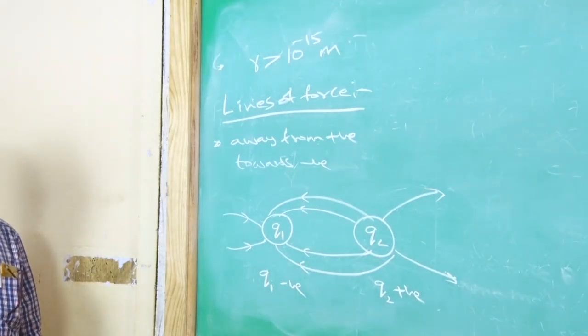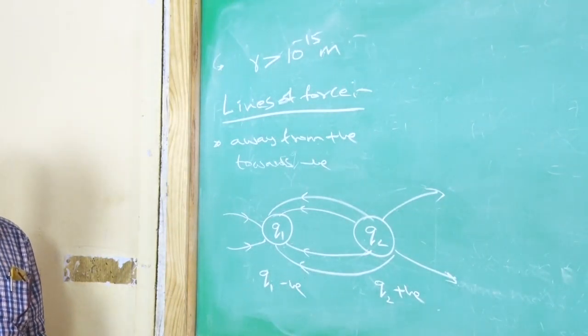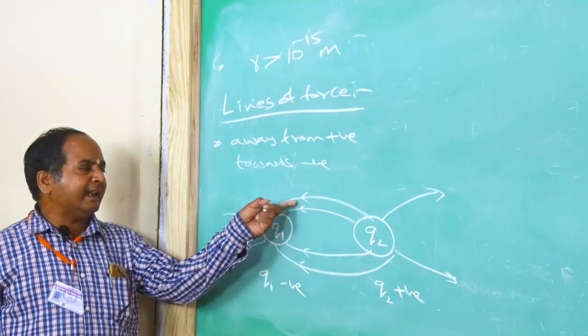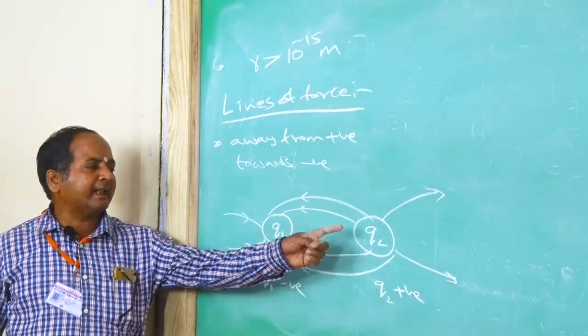The other one: where the charge is of more magnitude is determined by the lines of force. Here the lines of force are more, here less, which means what?